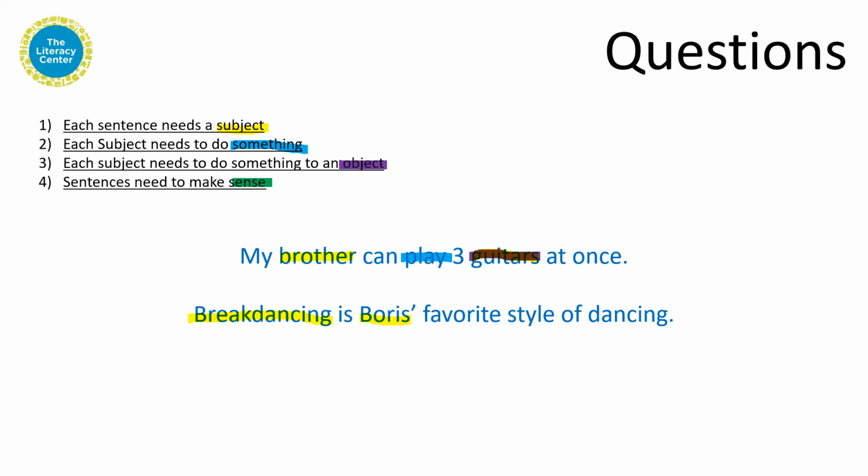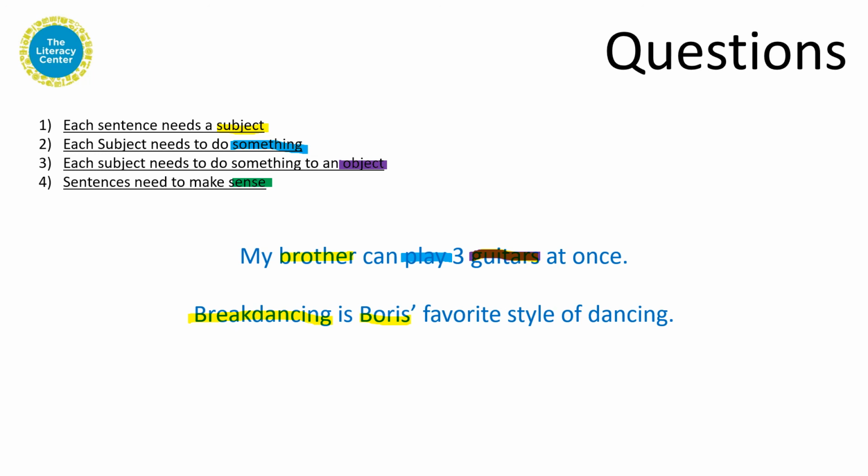Now let's imagine breakdancing is the subject. Do we get told what breakdancing is doing? And this is where it's confusing, because really breakdancing is just a thing. It doesn't do anything. It's just a style of dancing. River dance doesn't do anything. The waltz doesn't do anything. So in this sentence, we have to think a little bit more abstract, maybe a bit weird, I'd say.